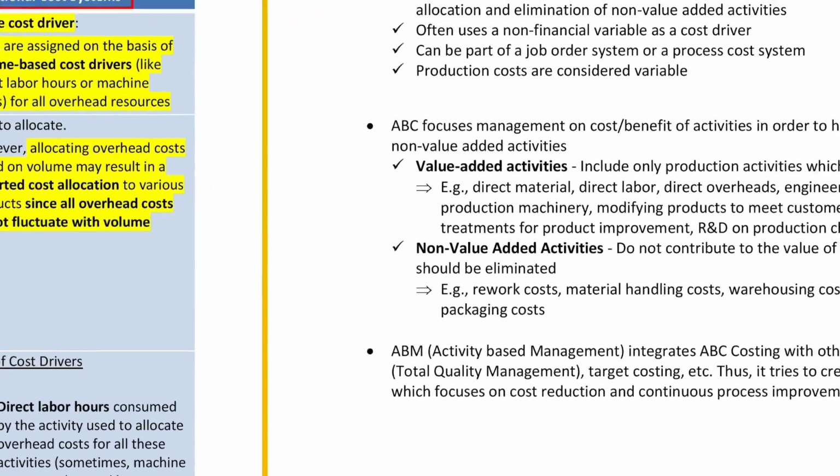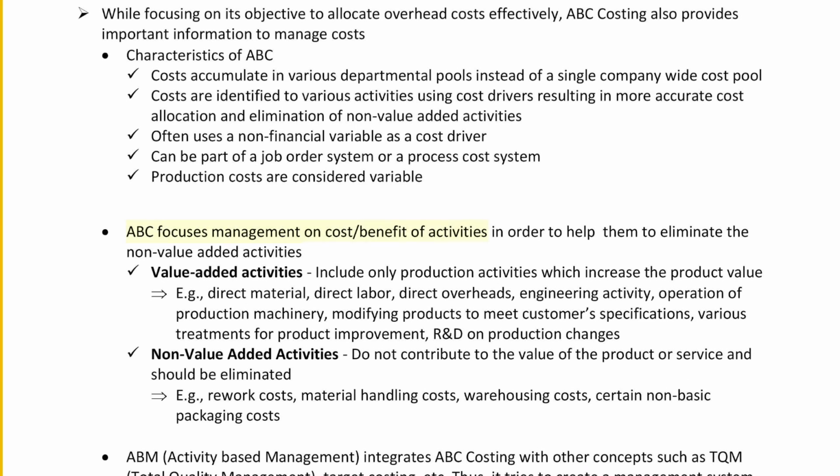Moving to page 27, highlight ABC focuses management on cost benefit of activities. And this helps them eliminate the non-value added activities. Highlight value added activities. So these include only production activities which increase the product value. Then highlight non-value added activities. Now these do not increase product value or service and must be targeted for elimination.